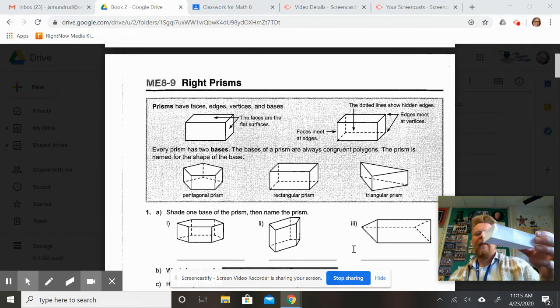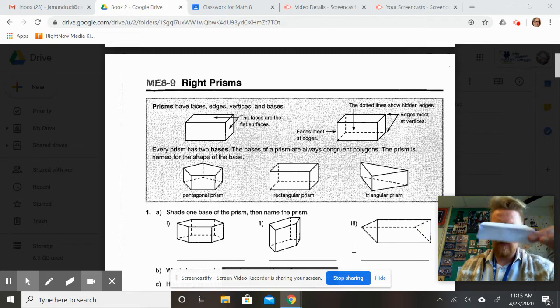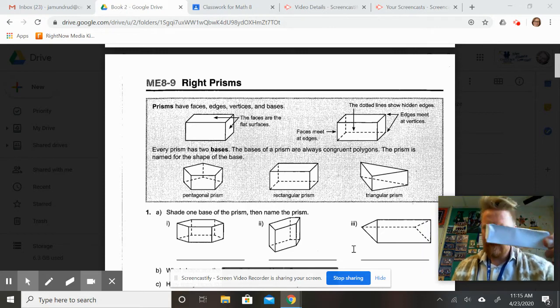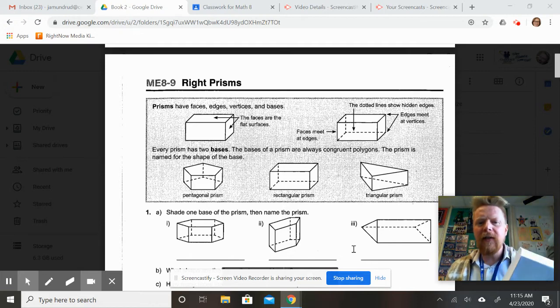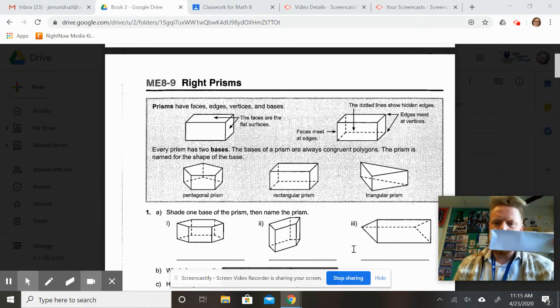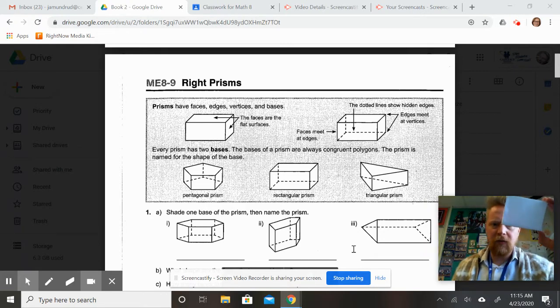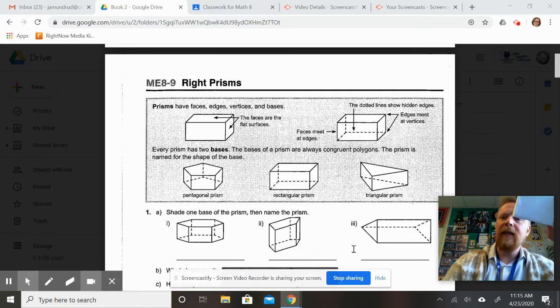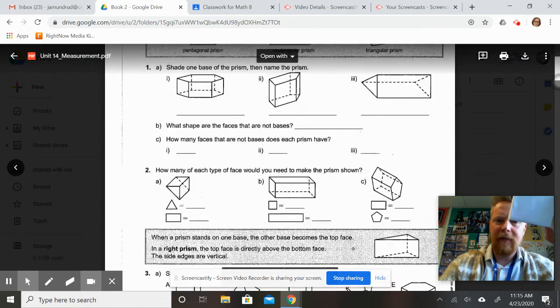The bases of a prism are always going to be congruent polygons. A polygon is just a multi-sided shape with straight sides. They're always going to be congruent, which means they're always the same. In this case, this side here is the same as this side here. Those are congruent. Okay, so let's take a look at our work for this lesson.